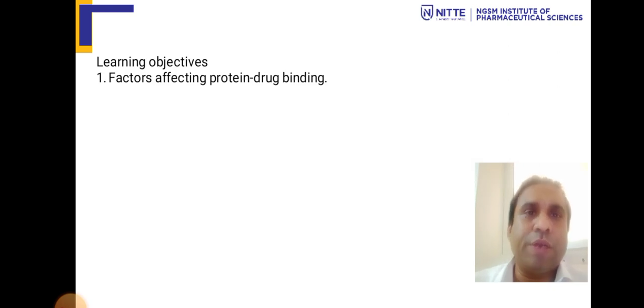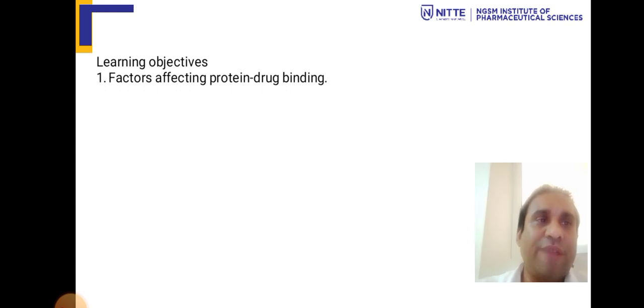What are the learning objectives? Today we will see the different factors that are responsible, that affect the protein binding of drugs. There are various factors which we'll look into.